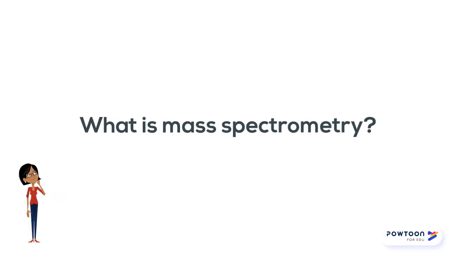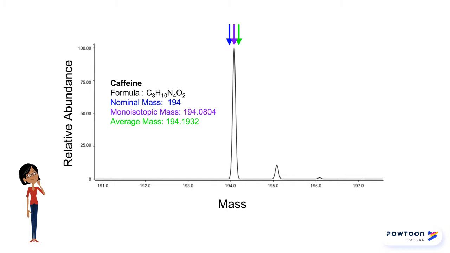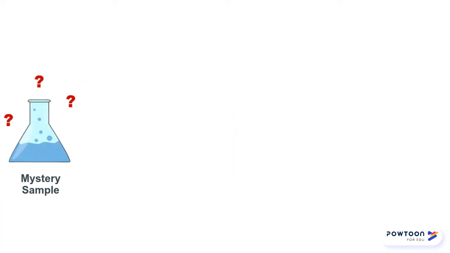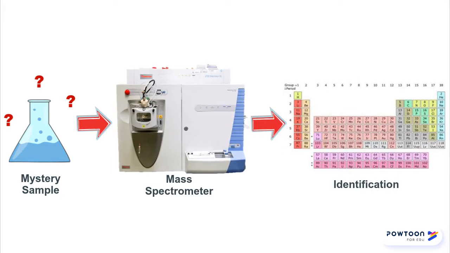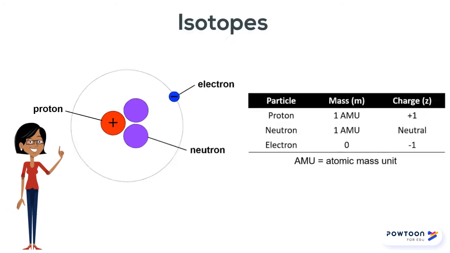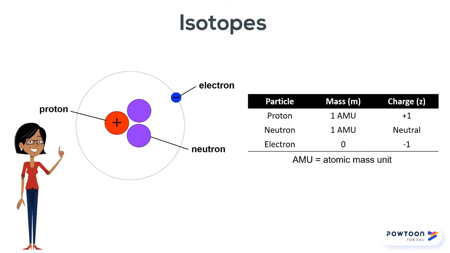What exactly is mass spectrometry? Mass spectrometry, or MS, is an analytic technique that provides elemental, structural, and isotopic information on a wide range of chemical species. MS can be used to quantify known compounds as well as identify unknown compounds in a sample. By the way, isotopes of an element are atoms with the same number of protons, or positively charged particles, but a different number of neutrons, or neutral particles. Therefore, they behave the same chemically, but have different masses.